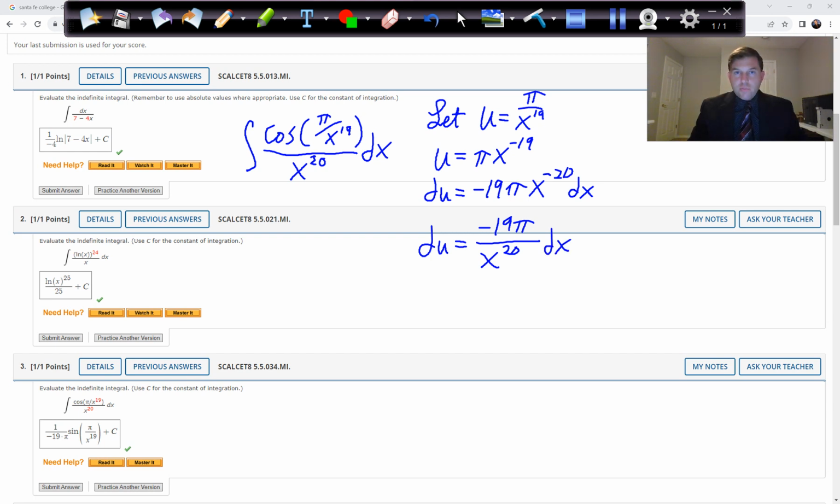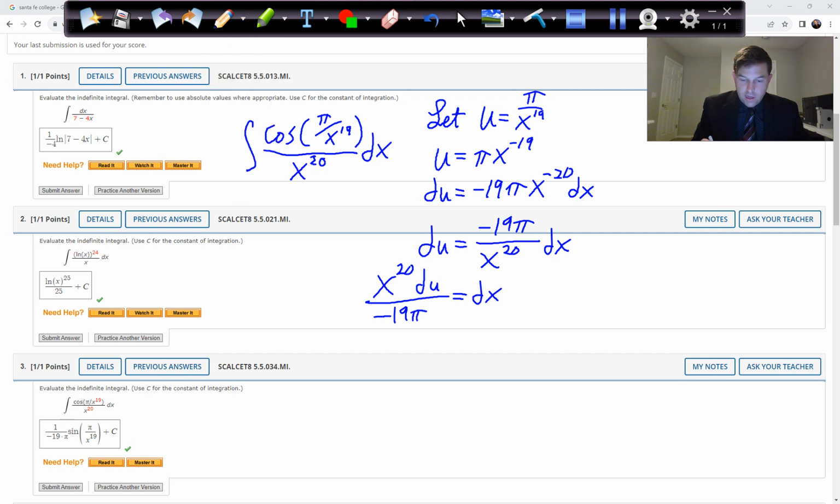So x to the minus 20 is really x to the positive 20, but in the denominator. Now to get rid of x to the 20, to solve for dx, we're going to multiply x to the 20th over here and divide by negative 19 pi. That is dx.